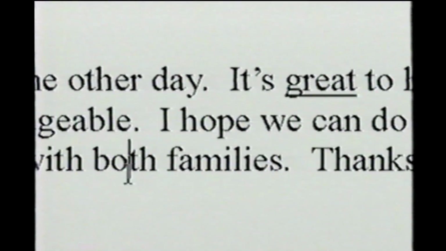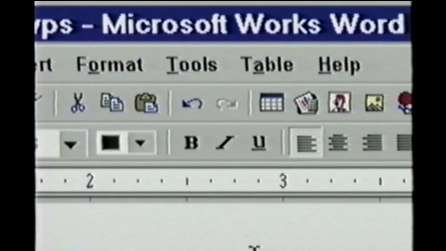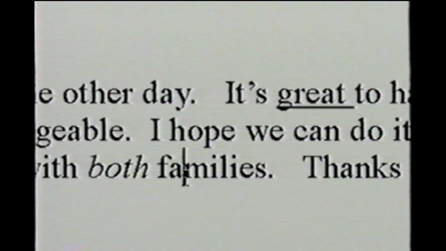Now let's say I want to emphasize another word in the letter. I'll first move the pointer to the word both and double-click on that so that that word is highlighted. Now, I'll move the pointer to the letter I at the right of the toolbar and click. The highlighted word is now italicized. When I click anywhere else in the document, the italics remain.